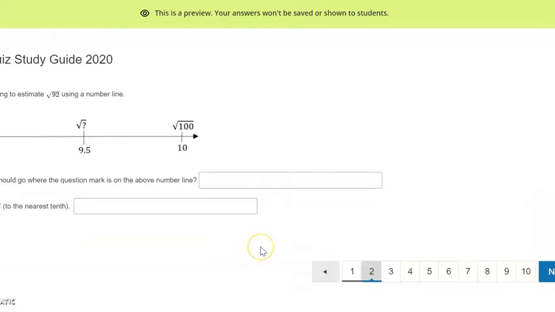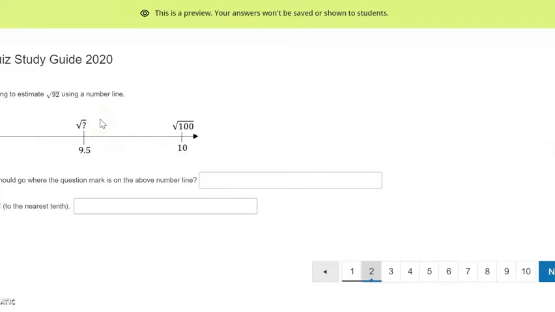For the next question on here, it says George is trying to estimate the square root of 92 using a number line. The first question it says is what value would go where the question mark is. Say that we're trying to figure out a halfway point in here to get a better idea of where exactly the square root of 92 would fall. Well, 9 times 9 was 81, and 10 times 10 was 100. So we would definitely have to do 9.5 times 9.5 to figure out what the question mark is.